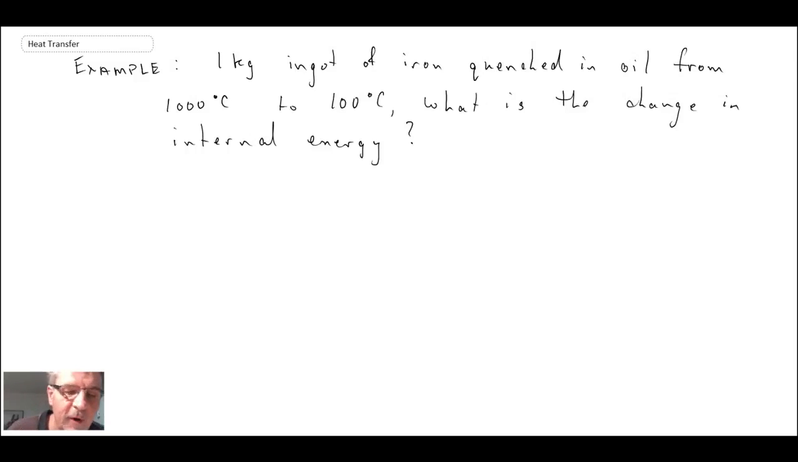So there we have our problem statement. You look at any thermodynamics book under closed systems, fixed mass, and guaranteed you'll find questions that look like this. In order to solve this, we want to find the change in internal energy for an iron ingot that is quenched in oil, going from 1,000 degrees C down to 100 degrees C. If you're doing thermo, you would find that we have to get the specific heat.